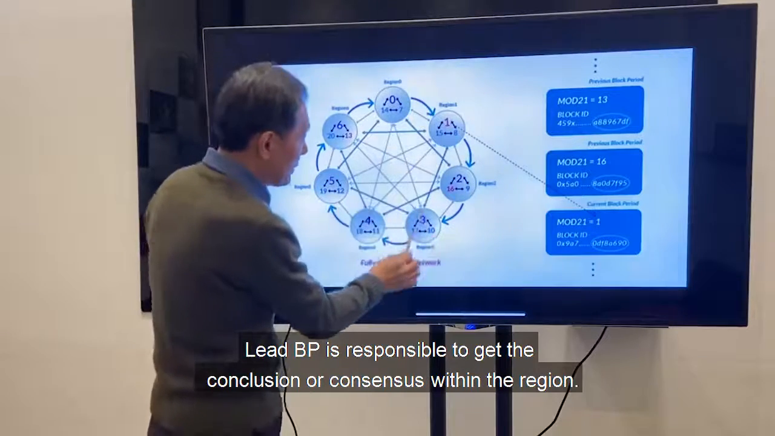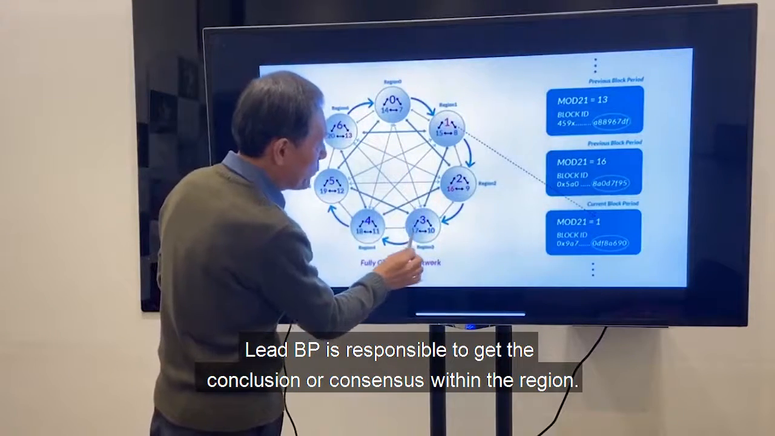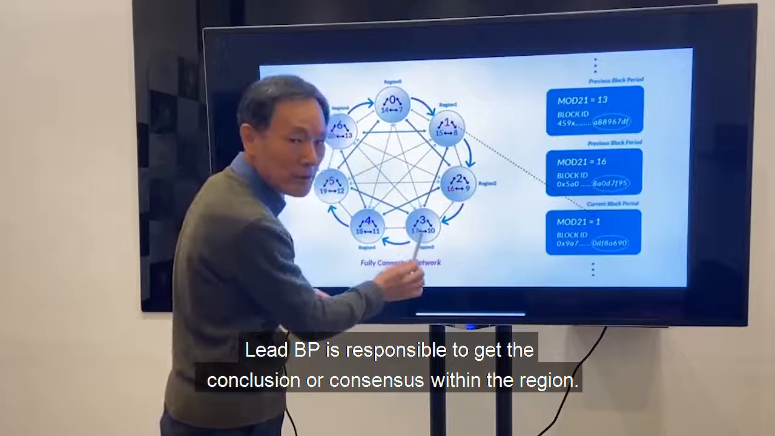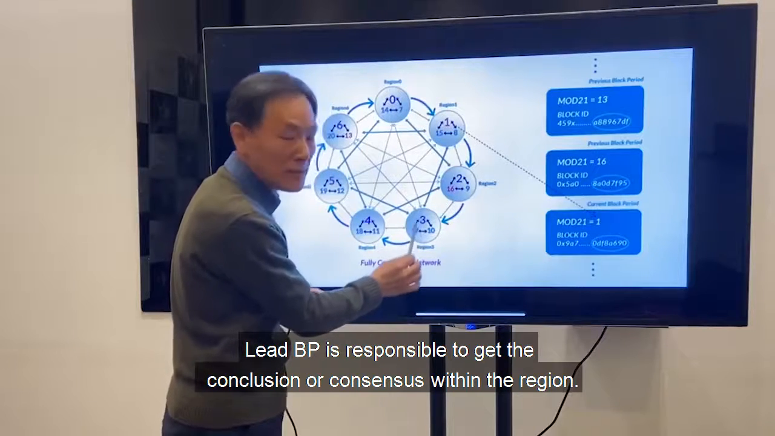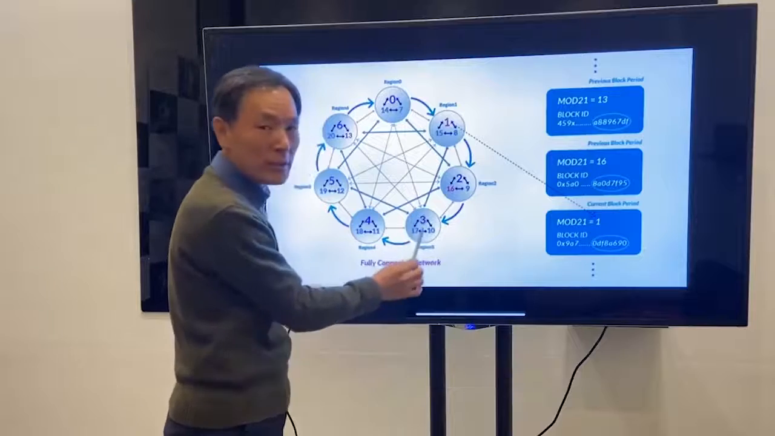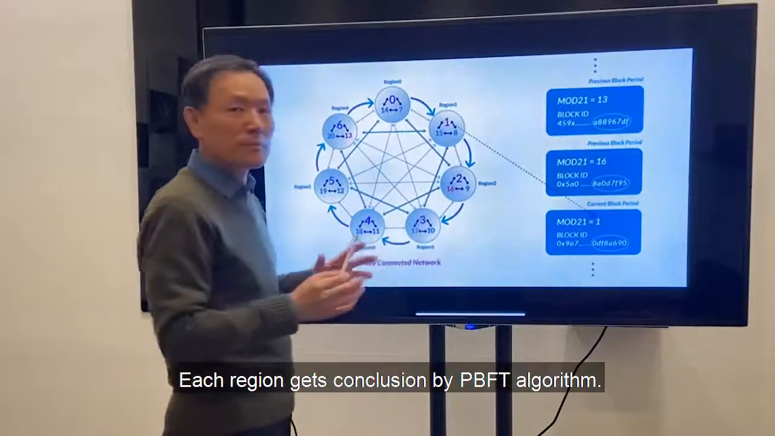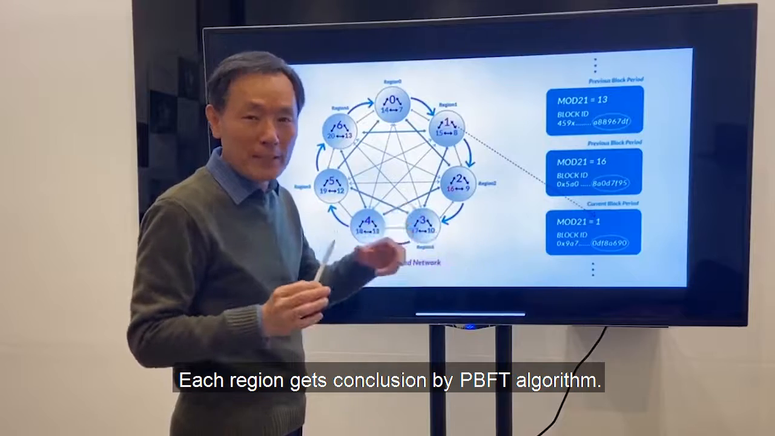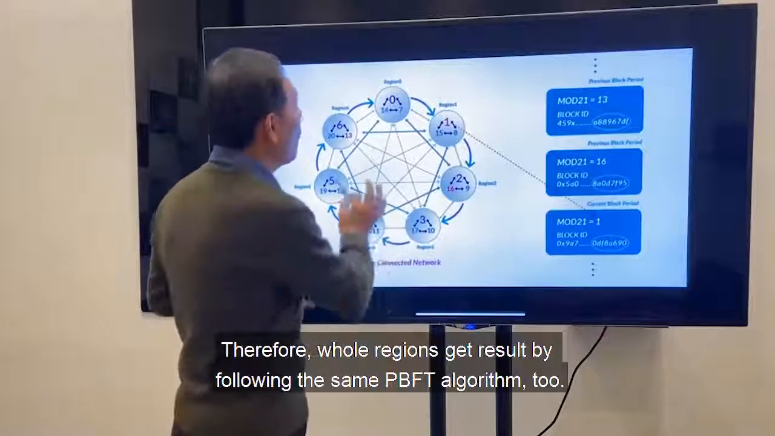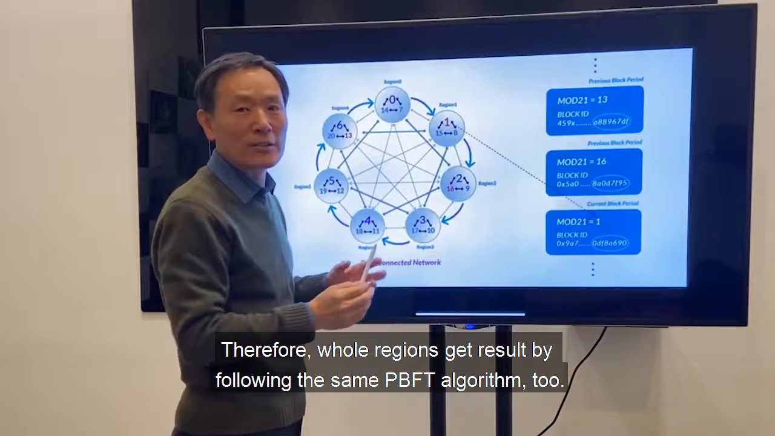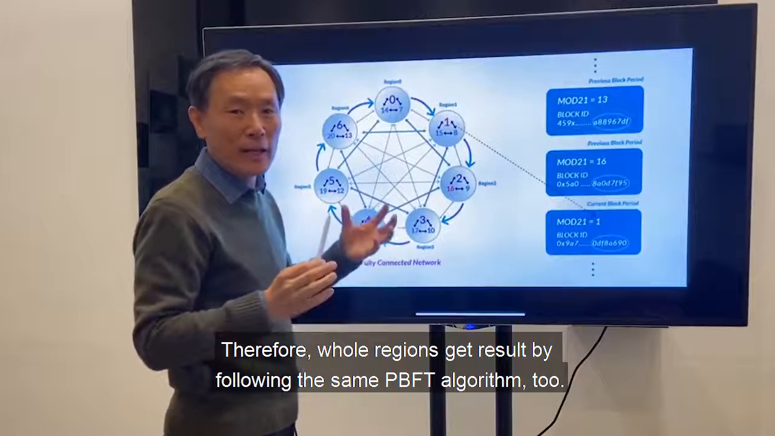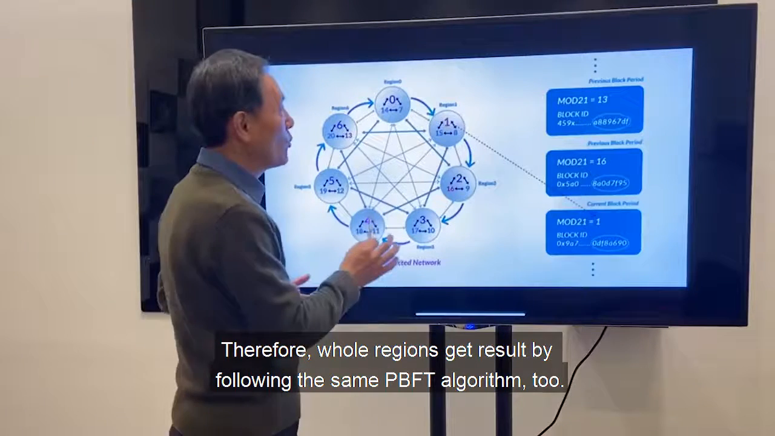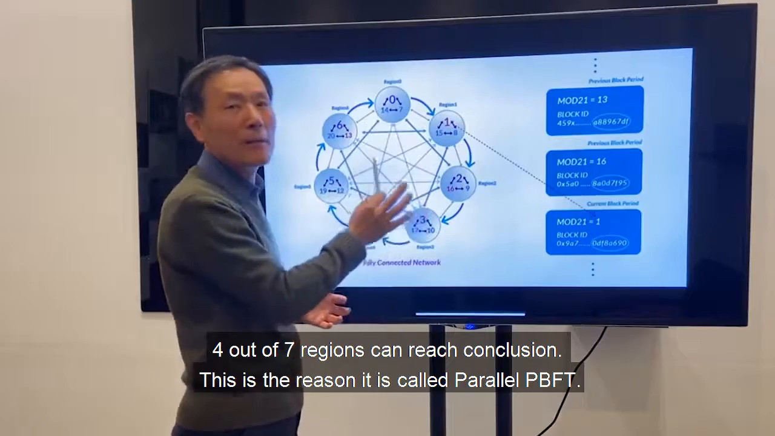And then the lead BP is responsible for getting a conclusion, or consensus, within its region. Each region gets a conclusion by the PBFT algorithm, and the whole result across regions is also obtained by PBFT. That's why it is parallel PBFT.